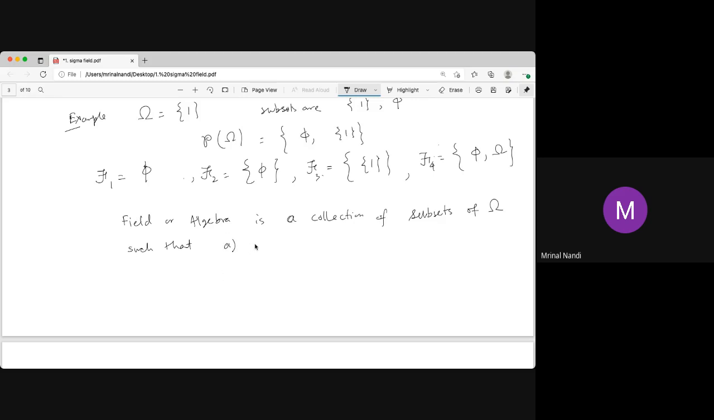What are the conditions? The condition is that omega must belong to that collection. So this is not, this is a cross. This is a collection, this is a collection. No doubt script F1, script F2, script F3 are all collections of subsets, but these are not fields. Omega must be there. Number 1, it cannot be empty.